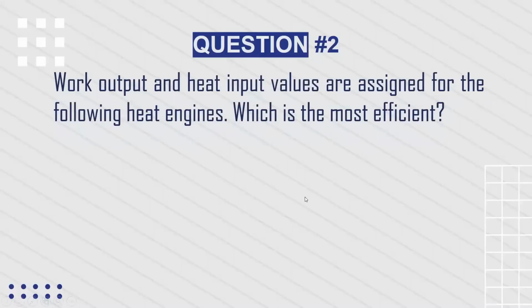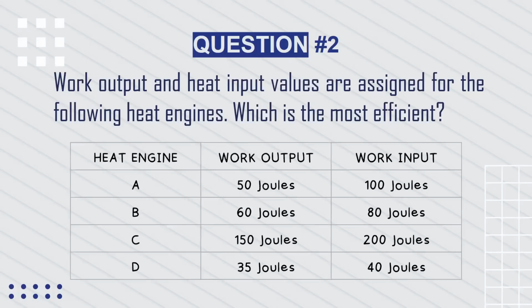Work output and heat input values are assigned for the following heat engines. Which is the most efficient? A, work output with 50 joules and work input with 100 joules. Heat engine B, 60 joules for the work output and 80 joules for the work input. C, 150 joules for the work output and 200 joules for the work input. Or heat engine D, 35 joules work output and 40 joules work input.